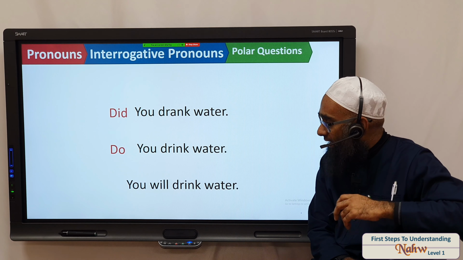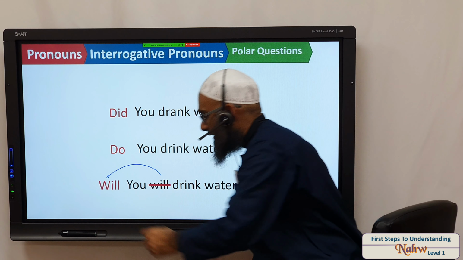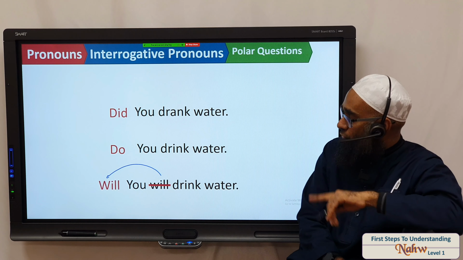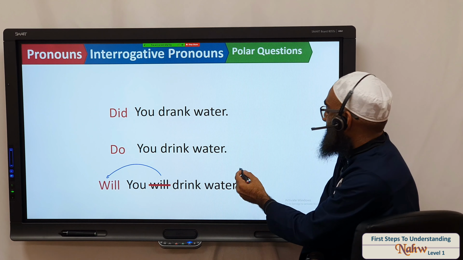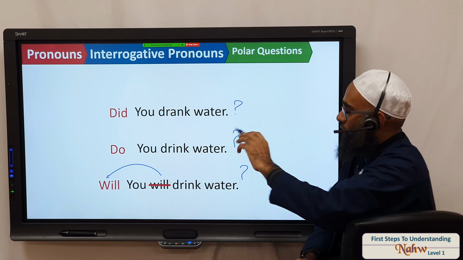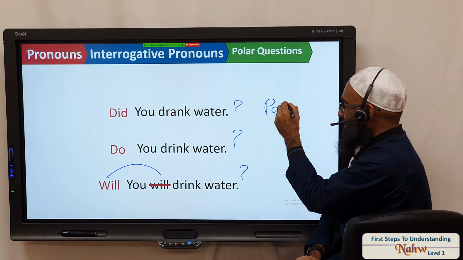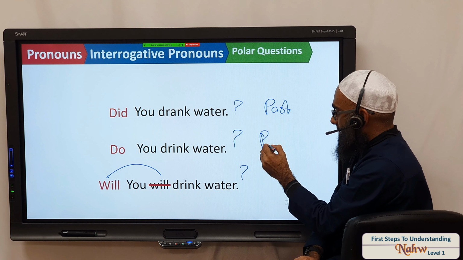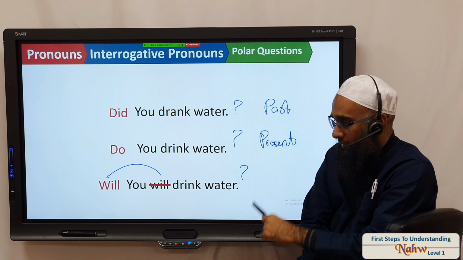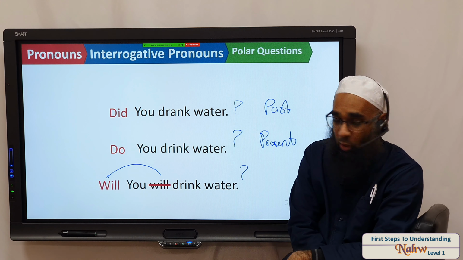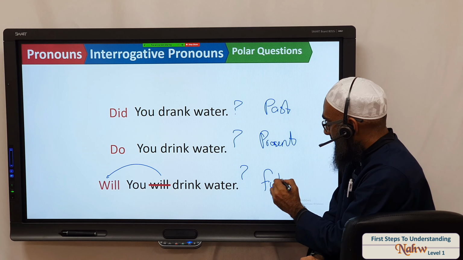And for future tense, you remove the will, you put the will at the beginning, like a jumla ismiya. So you will drink water. You say, will you drink water? All of these then become a question. So in the past or the present, to make it into a question, you add the word did or do. And for future tense, you move the word will to the beginning.